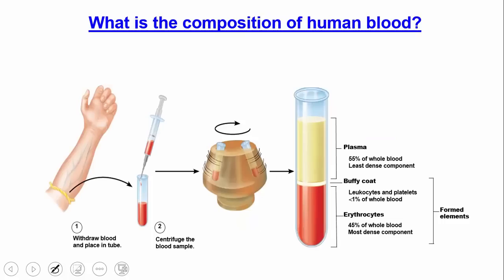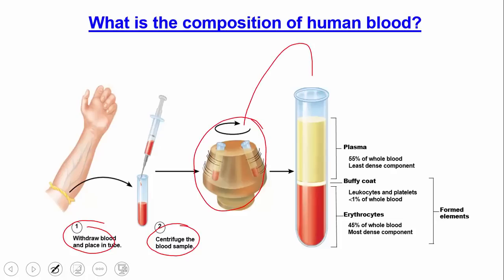Okay, let's turn our attention to what is the composition of human blood. So if you withdraw some blood from a patient and you put it into a centrifuge tube, then you centrifuge it, you're going to separate the components of the blood based on the density of those components. And so if we do that, we see three different layers that emerge. The layer that is least dense is called the plasma. This is really the liquid portion of the blood that has salts in it, things of that nature.